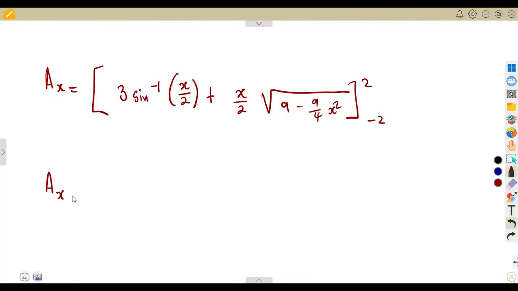So our area with respect to x was going to be what? If we substitute 2 here, it was going to be 3 arcsine of 2 over 2, that's 1. So it's arcsine 1 plus, if you substitute 2 on this one, it's 2 over 2, which is 1, then the square root of 9 minus 9 over 4 times 4, and it cancels, 9 minus 9 is a 0 there. You're going to get a 0 on this one. So there's nothing that we are going to have from the square root of 0.